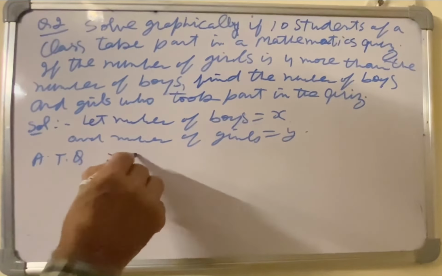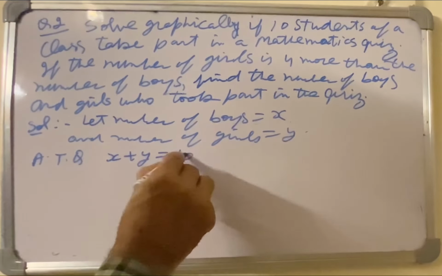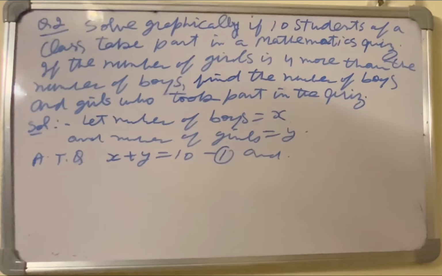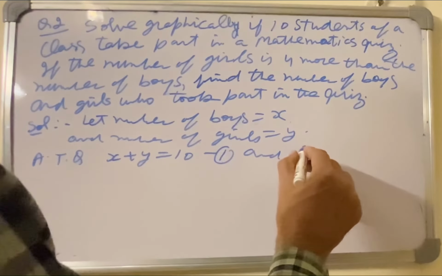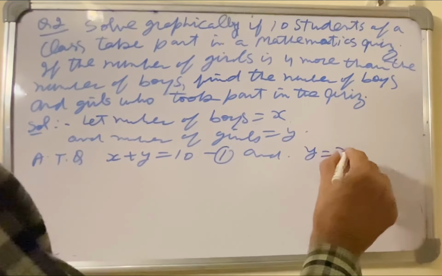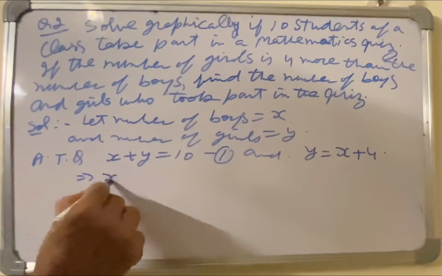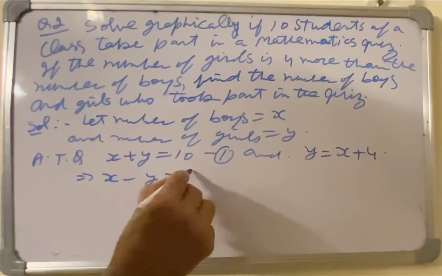That is, x plus y is equal to 10. And the number of girls is 4 more than the number of boys. That means y is equal to x plus 4. That means x minus y is equal to minus 4.